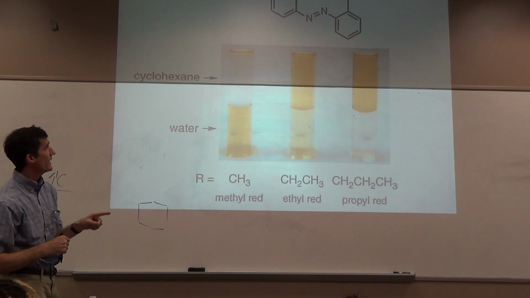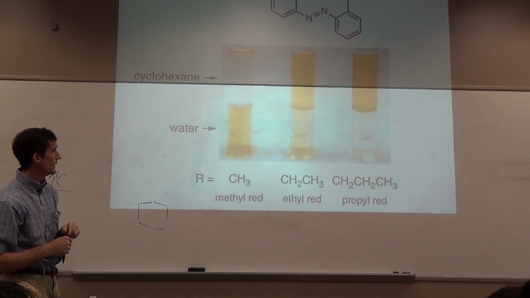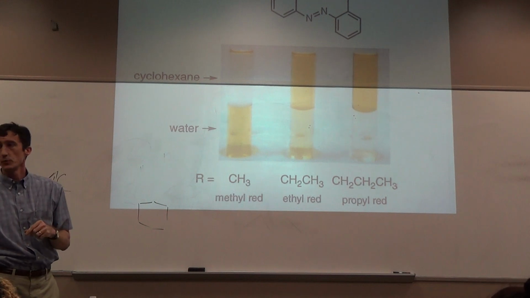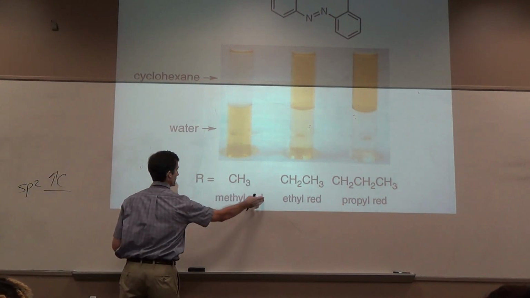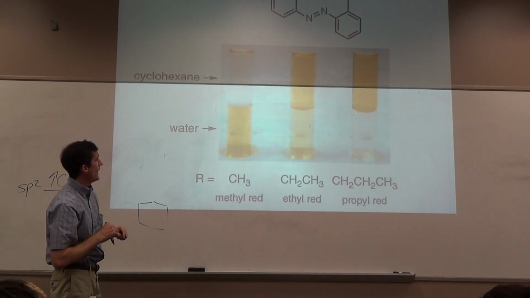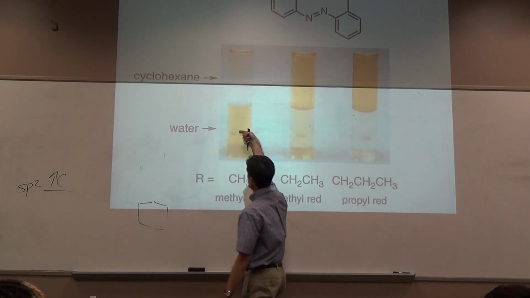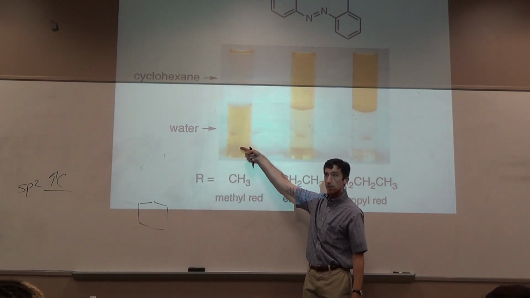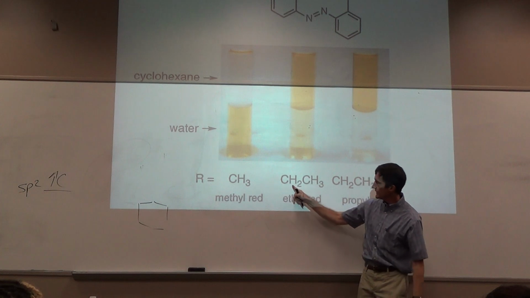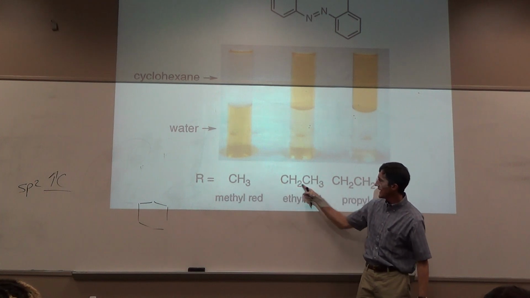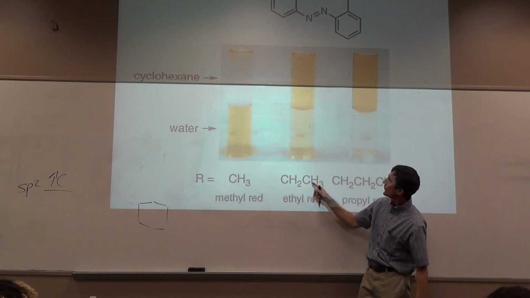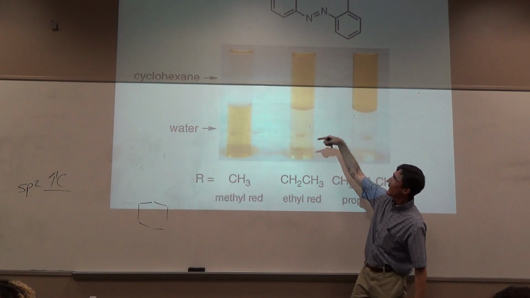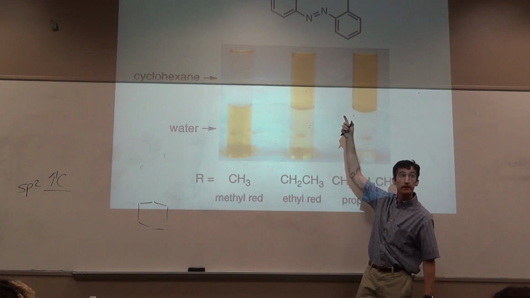Okay? Compound is yellow once dissolved. It's red in the solid form. That's why it's called these here. With just methyl, it mainly goes into the water layer. If we increase the hydrocarbon portion, what happens? It starts wanting to go up in the cyclohexane layer.